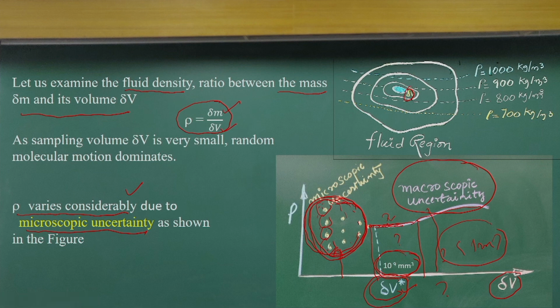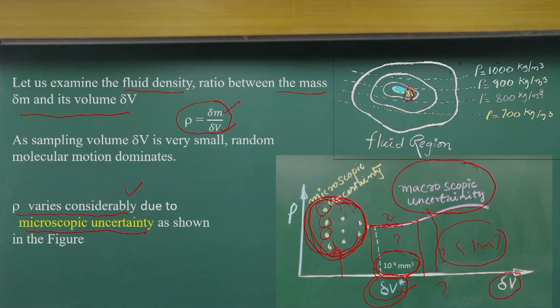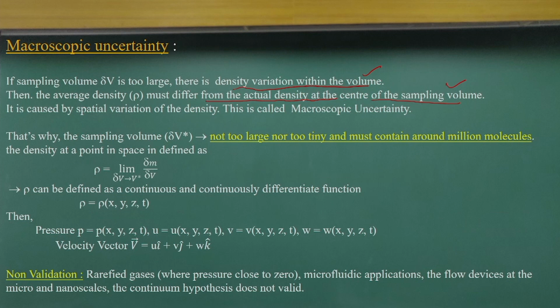More often in engineering applications, any measurements we do are much larger than that. So for any correct analysis in engineering applications, the sample volume is much larger than this value. We can consider that the sampling volume should be neither too large nor too tiny. It must contain a million molecules, so that the random behavior of the molecular motions and the collisions will not be reflected in the characteristics or properties of the fluids.